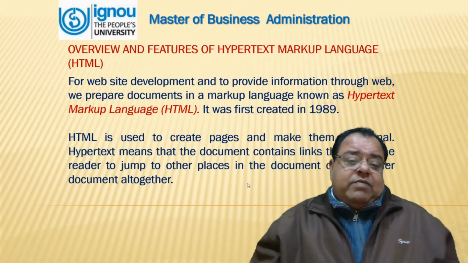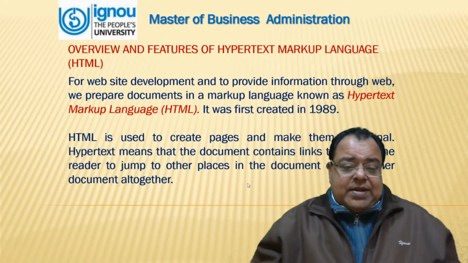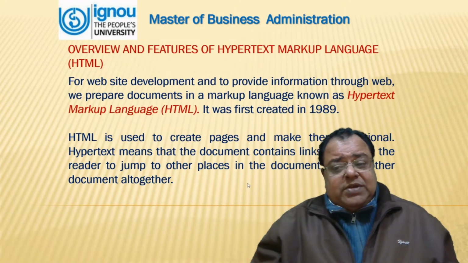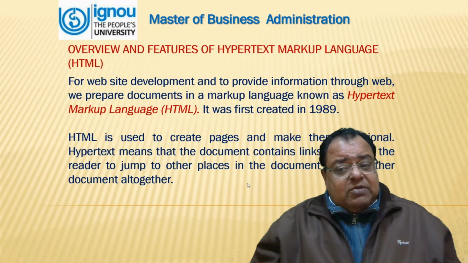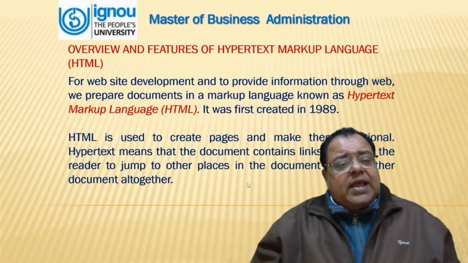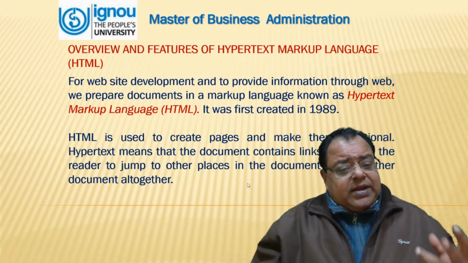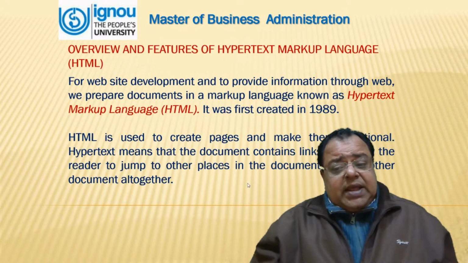Now, overview and features of Hypertext Markup Language, that is HTML. For website development and to produce information through the web, we prepare documents in a markup language known as Hypertext Markup Language. In short, we call it HTML. This was first created in 1989. HTML is used to create pages and make them functional.